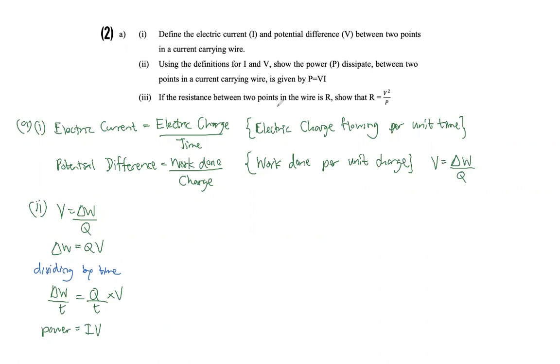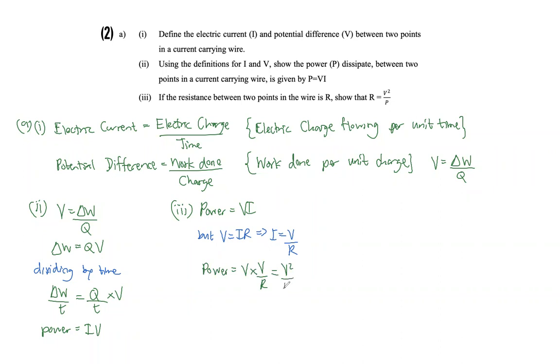If the resistance between 2 points in the wire is R, show that R is equal to V squared over P. We have already derived an equation for power: power is equal to VI. But according to Ohm's law, V equals IR, and the current is missing, so we have to make current the subject. Current is equal to V over R. Therefore, power is going to be V into V over R, that is V squared over R.